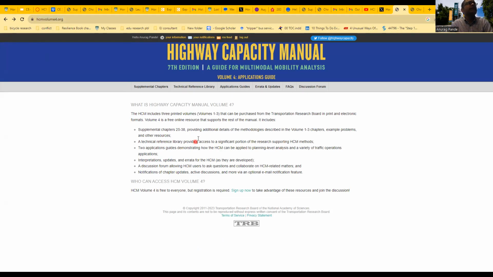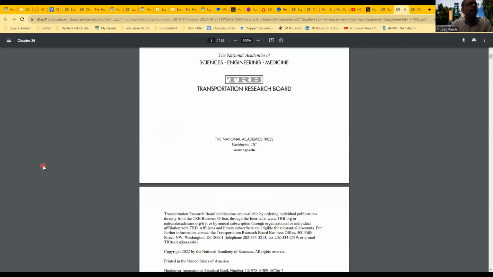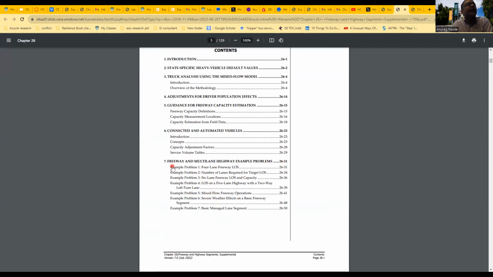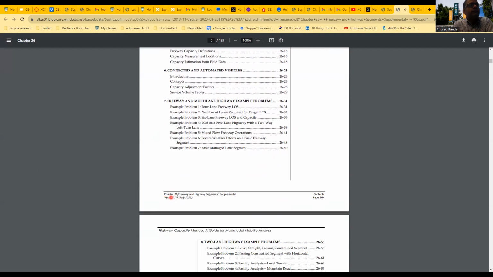But what you'll notice is that if you go to chapter 26 and look up the freeway example problems, chapter problems 1, 2, 3, and 6, these are the problems that I want you to look at. These problems are exactly identical. They're on different page numbers, but they're exactly identical between the version 6 and version 7.0.